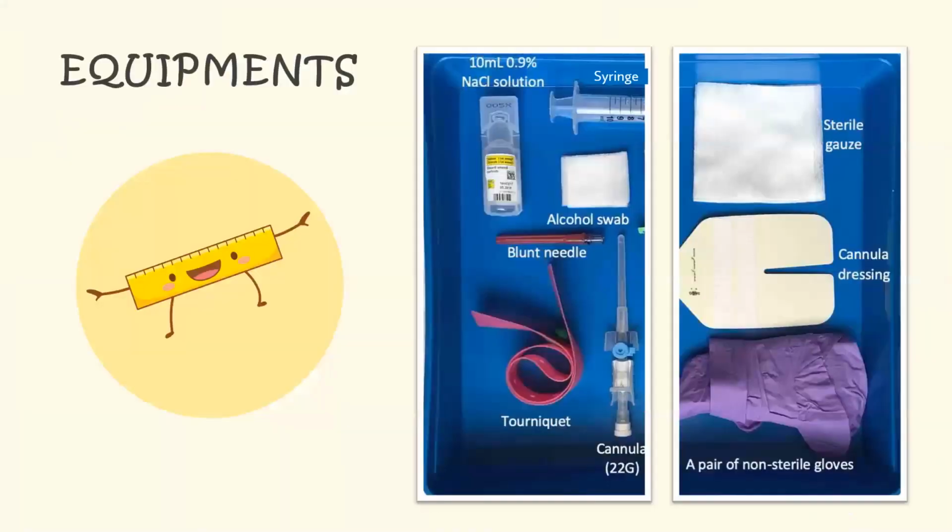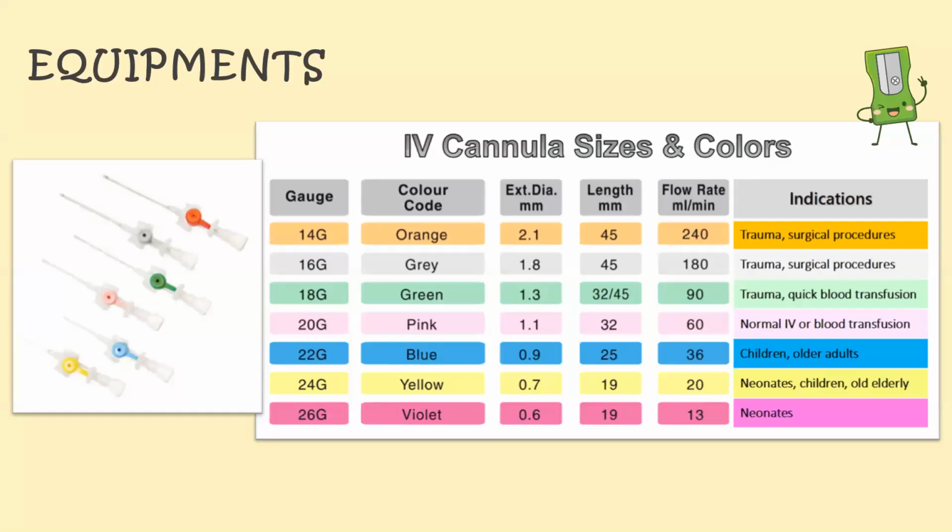Okay. Next is the equipment. So the equipment, we have the IV needles. It is more the same as the venipuncture, but the difference is we have the saline. We have the saline solution, the NaCl solution, and also the use of the cannula.